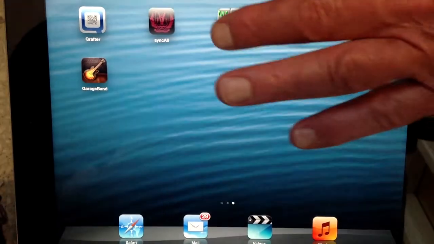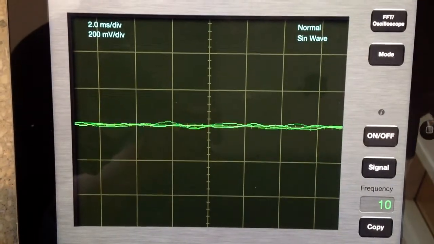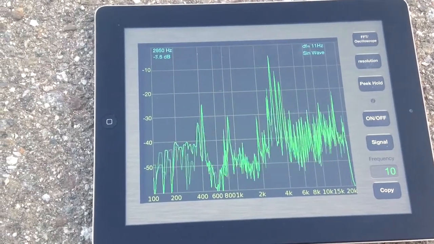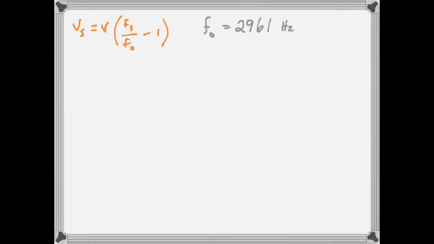What are my numbers? In order to calculate the speed, we need an oscilloscope. Lucky for you, I just happen to have one. And now back to the calculations. The frequency that I observed was 2,961 hertz. The frequency of that actual horn, I know, 2,853 hertz. The Scion xD. The velocity of sound, 340 meters per second. Let's plug those numbers in.